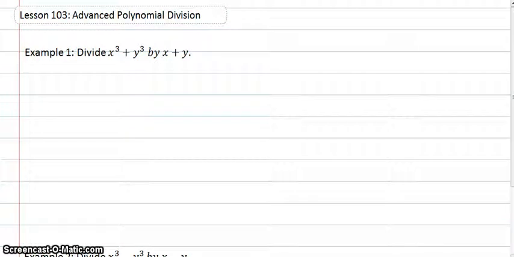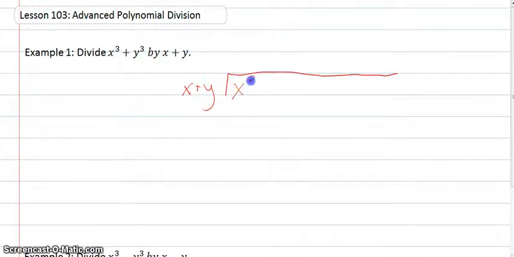In lesson 103, we're looking at advanced polynomial division. So the basic setup is very similar to the long division that we've been doing. So I still have x plus y. We go on the outside. Notice that now we have x and y and not just one variable, and that's really what makes it advanced. Okay, I'm going to have x cubed and then leave a space and then y cubed.